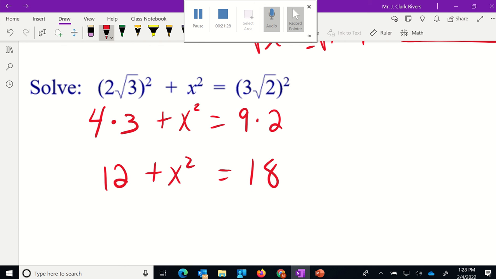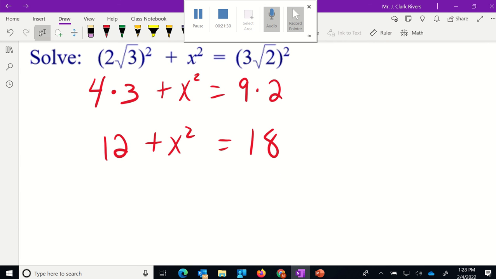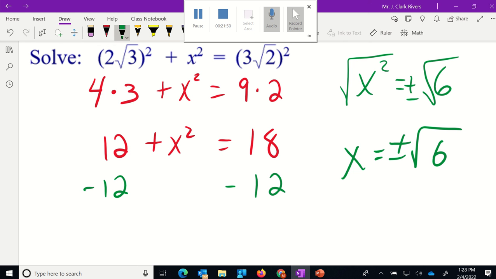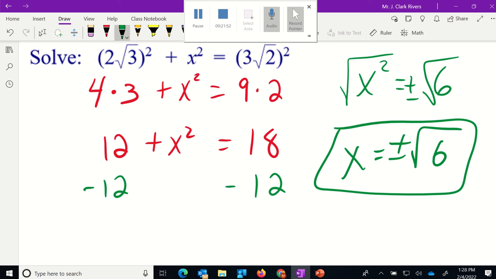So now what do we do to solve for x? Subtract 12 from both sides, minus 12, minus 12. We end up with x squared equals 6. Then what do we do? Square root of both sides. And so what's my answer? X equals? Good, plus or minus root 6. I should have actually had a plus or minus up there, but I was trying to trick Ricky, but it didn't work. It was too clever.